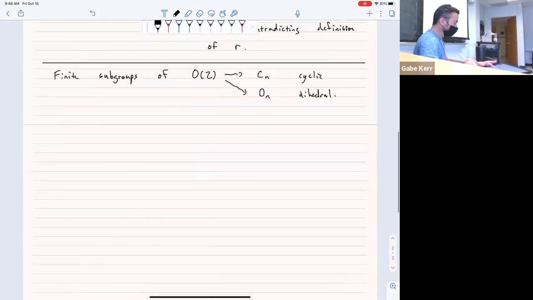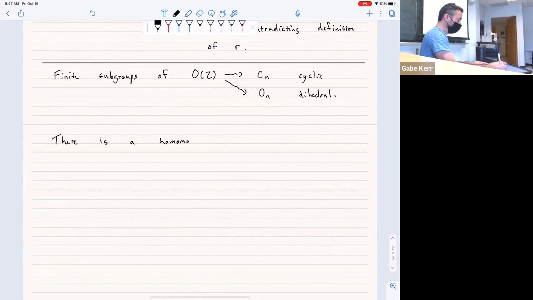Okay, so how do we prove this? So we want to use this lemma that we just used. So, well, we can do the following things. Well, anyway, so there's a homomorphism from R plus to O2.